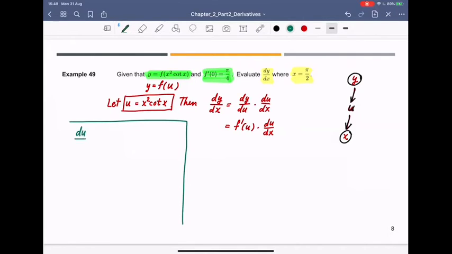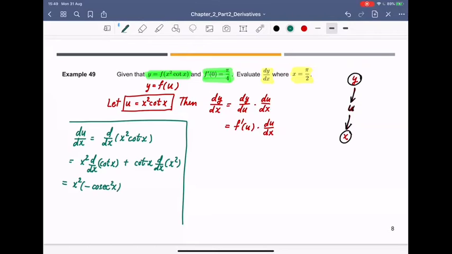So my du over dx, I have to differentiate x squared times cot x. Well, product rule for sure. So I have x squared differentiate cot, and then plus cot differentiate x squared. All right, so I have x squared times negative cosec squared x. And then I have cot x times 2x. All right, sounds good.